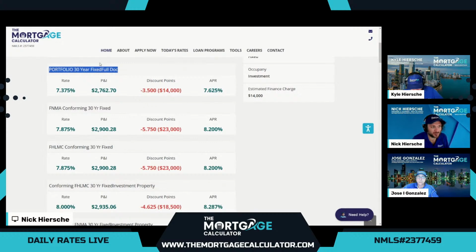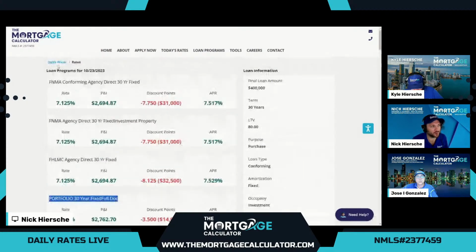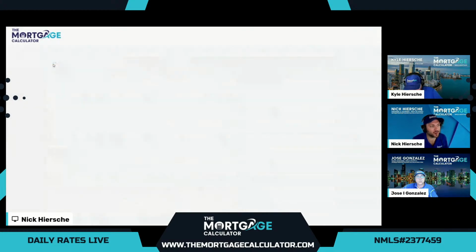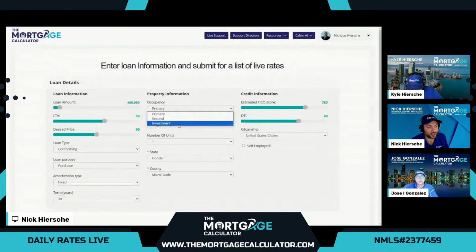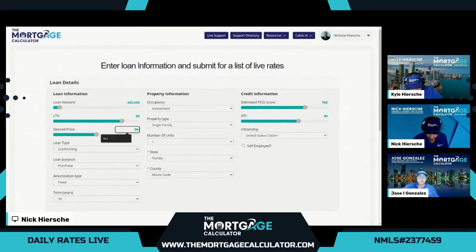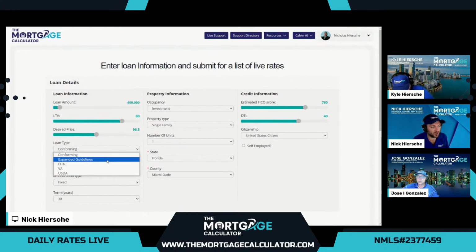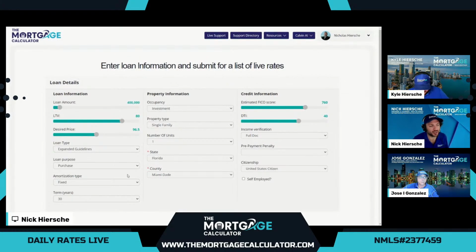Now, the other option besides the portfolio option here are the non-QM options, which are much preferable for our investors. So for the final demo, we'll set up investment property. We'll set up the same scenario. And this time, we will get some more realistic options under expanded guidelines, also known as non-QM.